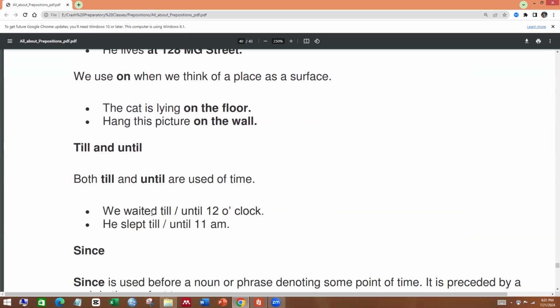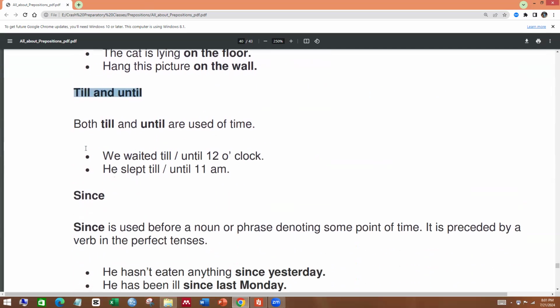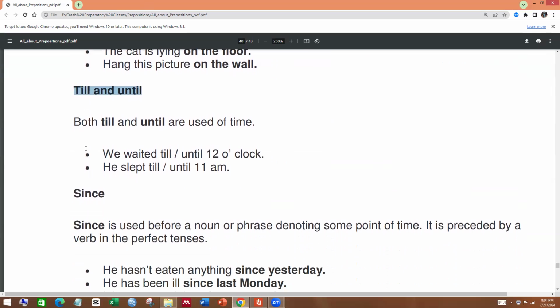Till and until, note these. Both till and until are used of time, for time. We waited till or until 2 o'clock. He slept till or until 11 a.m.